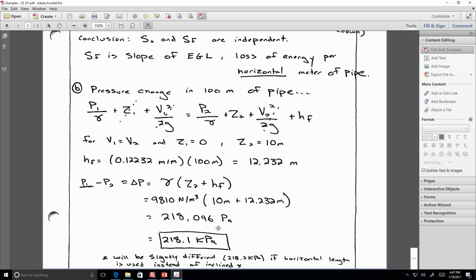And so what I am doing then is, since the physical slope of the pipe is 0.1, that means over 100 meters, the elevation at location 2 is going to be 10 meters above where it was at the starting point. So that lets Z2 be 10 meters. Now I need to calculate how much energy loss was there, and there's 12.232 meters of energy loss. And so the pressure is going to be different both because of the increase in elevation, that means the pressure is going down, and the pipe friction means that pressure is going down. So location 2 is going to have 218 kilopascals less pressure than location 1 did, assuming that they're 100 meters apart.